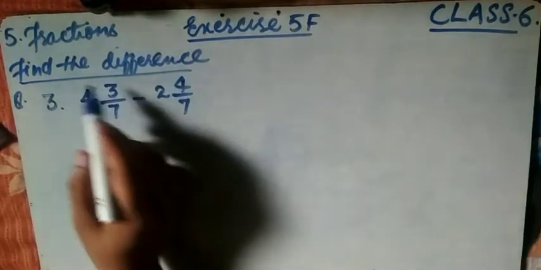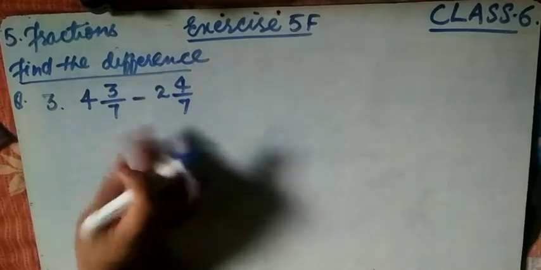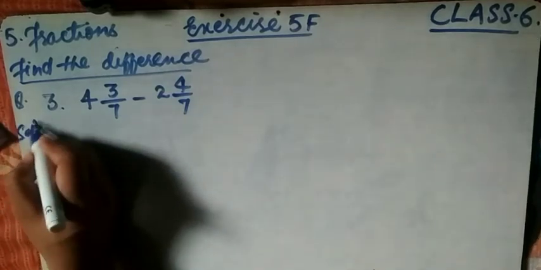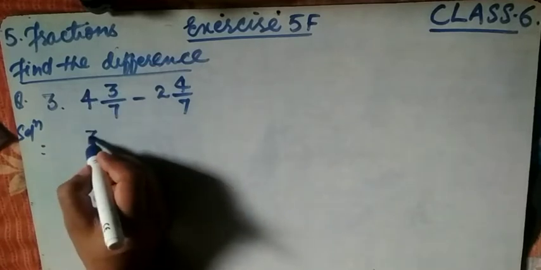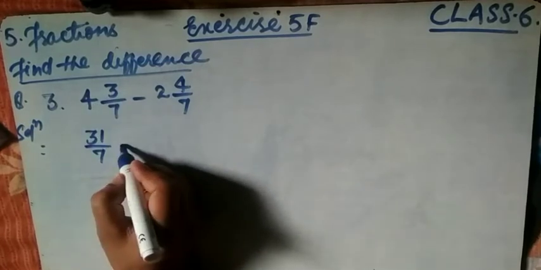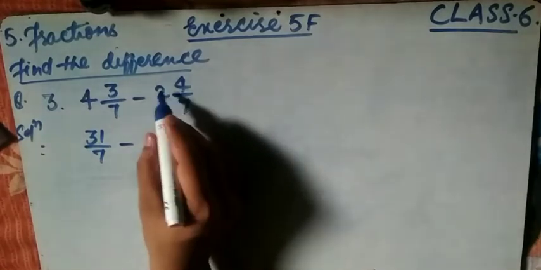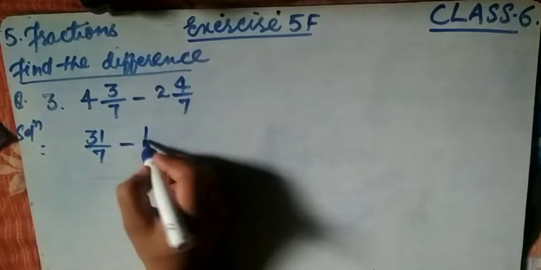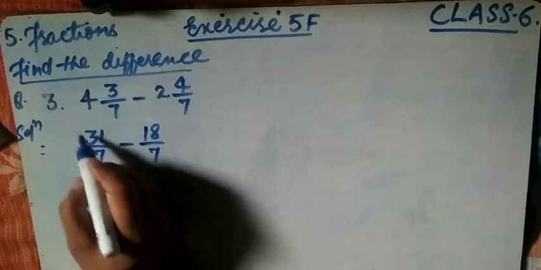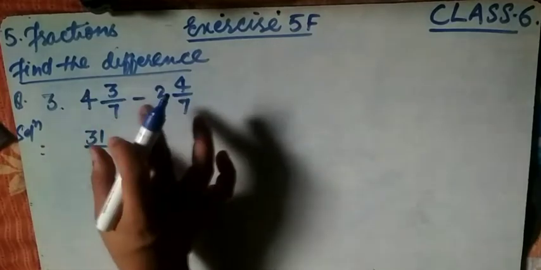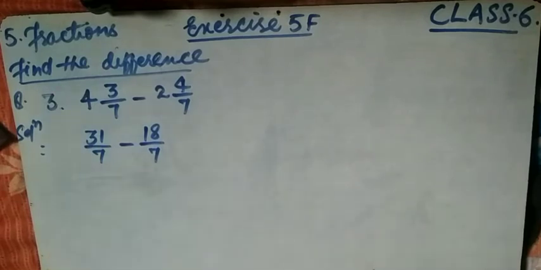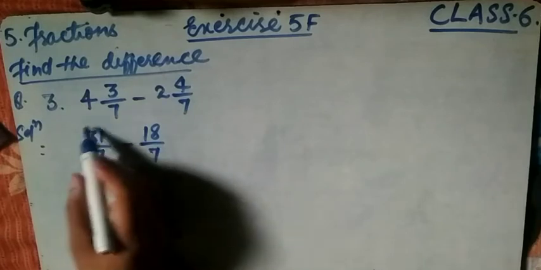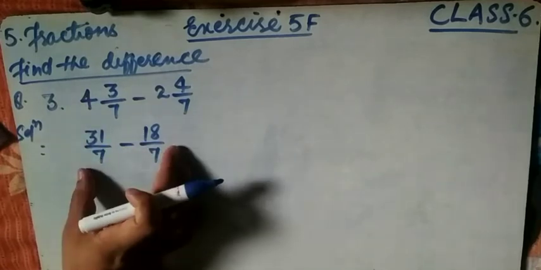Now first we have to change all these mixed fractions into improper fractions. Here multiply 7 times 4 is 28, plus 3 is 31, so 31 divided by 7. Now this is minus, once again 7 times 2 is 14, plus 4 is 18, so 18 by 7. Now have a look, friends. All these mixed fractions turn into like fractions. I already talked about how to subtract like fractions, so these two fractions are like fractions.